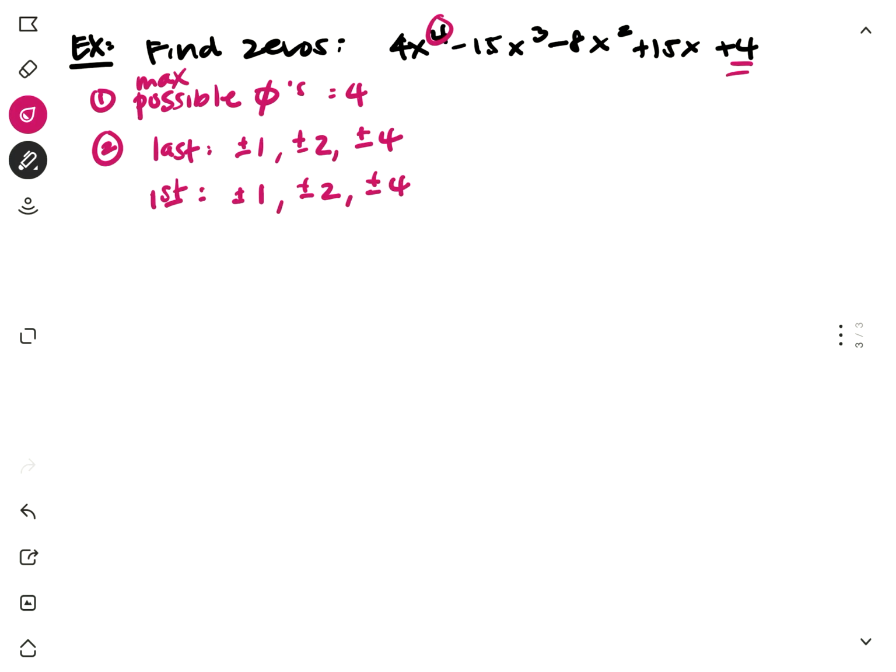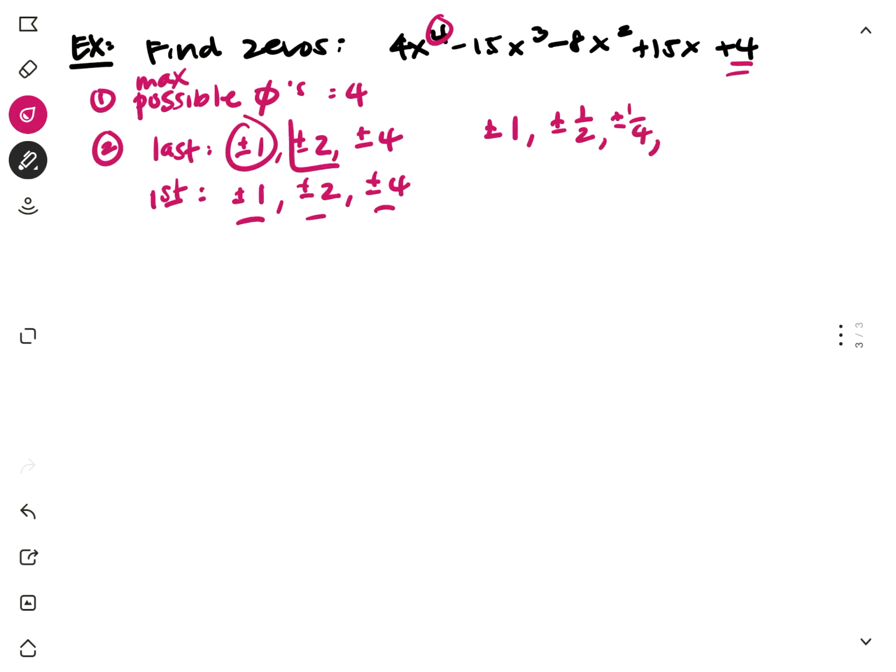Okay, what we're gonna do is all the combinations of the last divided by the first. So let's start off with the first term. We have positive and negative 1 divided by 1 is 1. 1 divided by 2 is a half. And then 1 divided by 4 is a fourth.